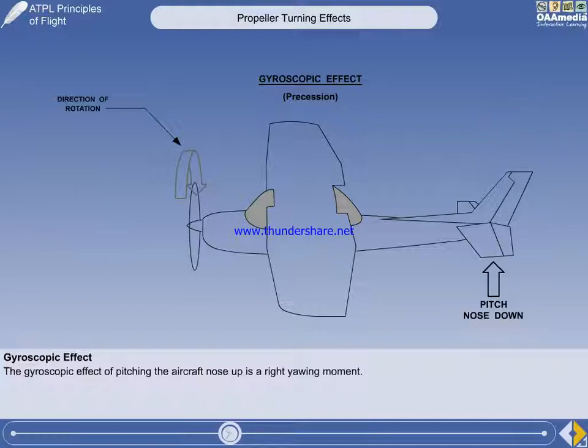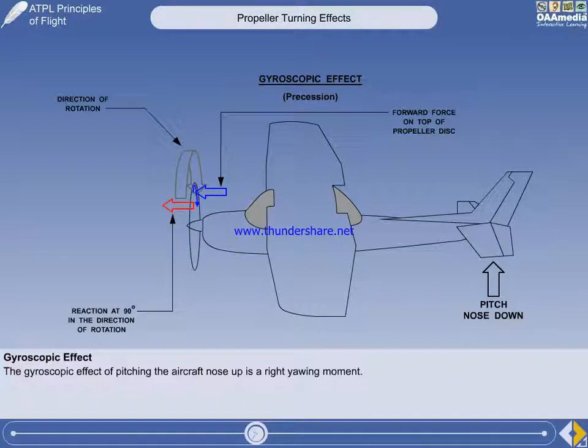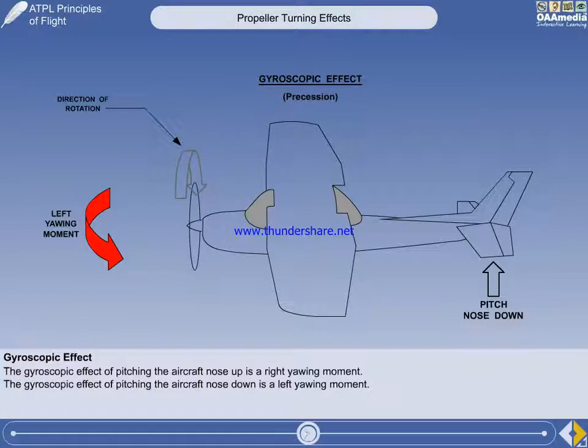If you pitch the aircraft nose down, a forward force has been applied to the top of the propeller disc. Precession again causes the reaction to act at 90 degrees in the direction of rotation, but this time it is forwards on the right edge of the propeller disc. A left aircraft yawing moment will be generated. The gyroscopic effect of pitching the aircraft nose down is a left yawing moment.